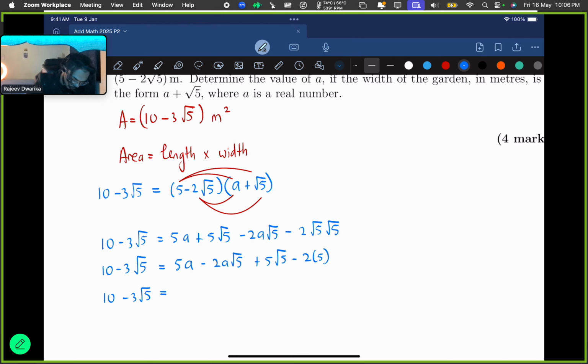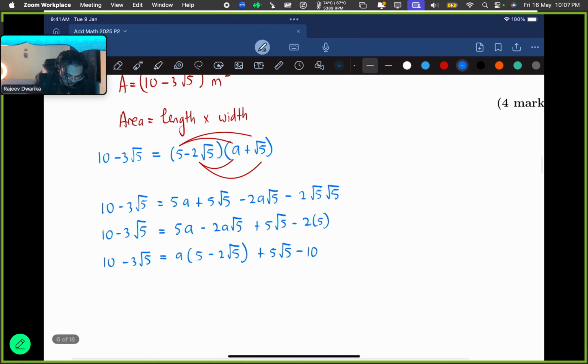And so that's going to be 5A minus 2A. So you realize we could factor out the A there. Let me see what happens if I factor out the A. For that, I'm going to have 5 minus 2 root 5, right? And this is going to be plus 5 root 5 minus 10. Minus 10. All right. Okay. So then what could we do on both sides? I have 10 on the left hand side and I have minus 10 on the other side.